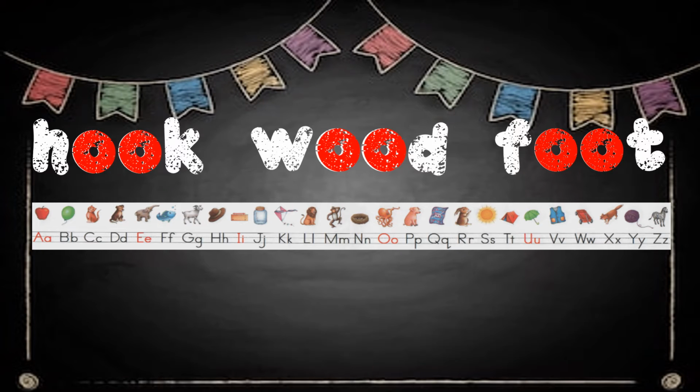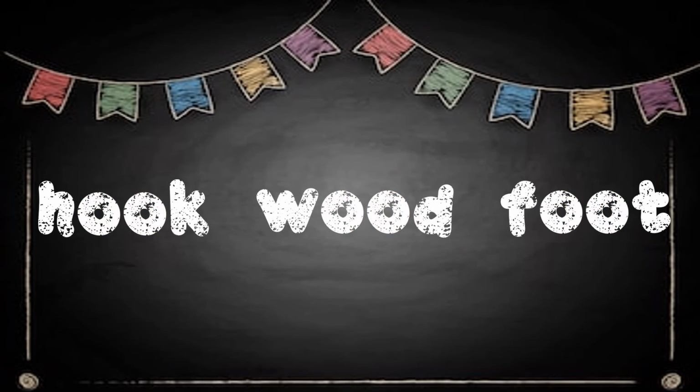Is digraph OO a vowel digraph or a consonant digraph? Digraph OO is a vowel digraph because it makes a vowel sound and it's made up of vowels. How do we code digraphs? That's right, we underline them.